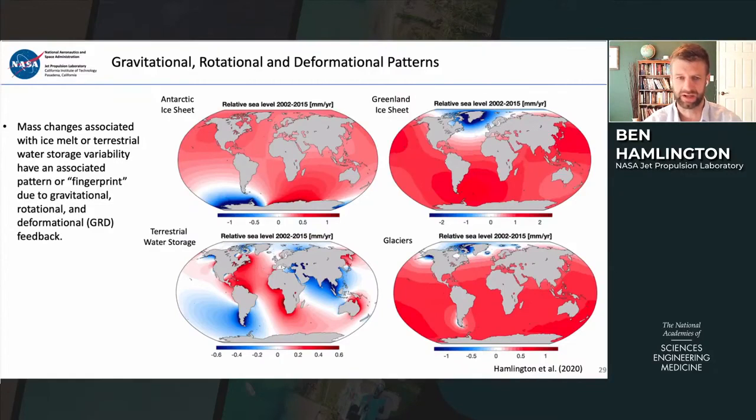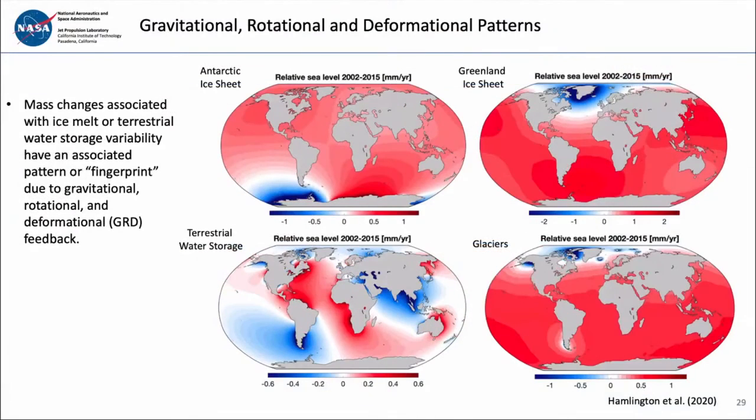And you can see here, I pulled out four particular locations. The Antarctic ice sheet in the upper left, Greenland ice sheet in the upper right, changes in terrestrial water storage in the lower left, and then changes in glaciers in the lower right. You can see where ice is being lost, you actually have a drop in relative sea level. So the gravitational pull of that particular area is reduced and water is shifted away from it. On the other hand, far field from these sources, you see a relatively large increase in relative sea level associated with this ice mass loss.